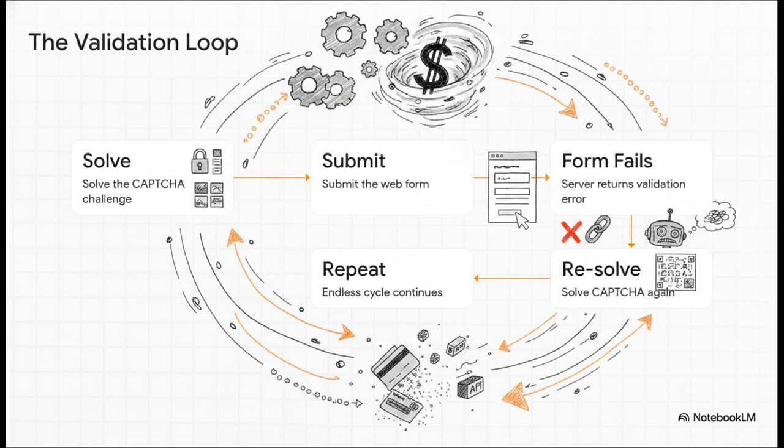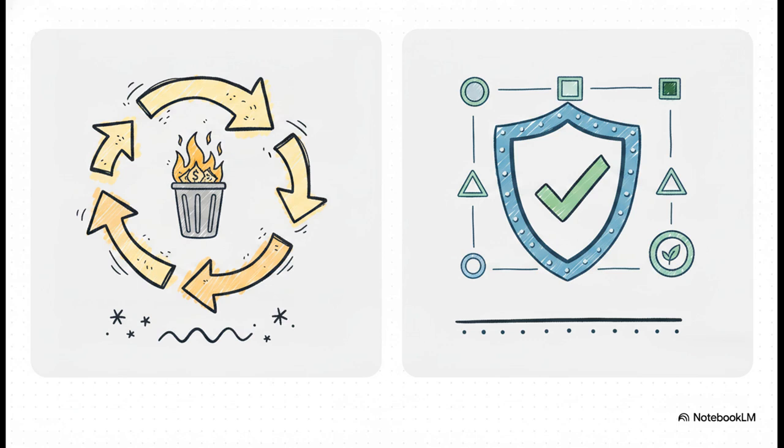The page reloads. Step 4, your automation, completely oblivious to what just happened, just solves another CAPTCHA. And if that form data is still wrong, step 5, repeat: solve, submit, fail, resolve, repeat. It just spins its wheels, absolutely chewing through your API credits. Now that wasteful validation loop treats a CAPTCHA solve like some kind of magic bullet. It's super fragile. Reliable automation, on the other hand, is way more holistic than that.